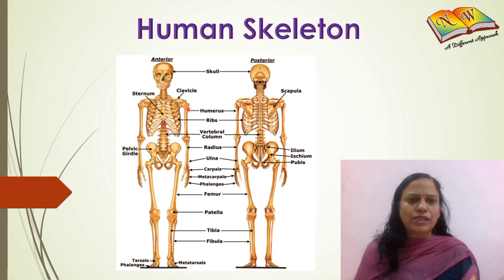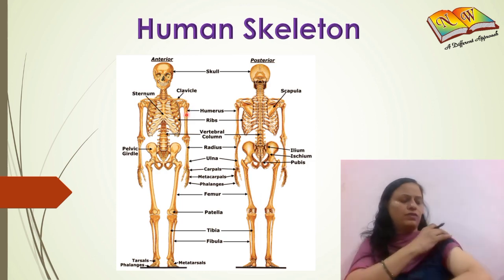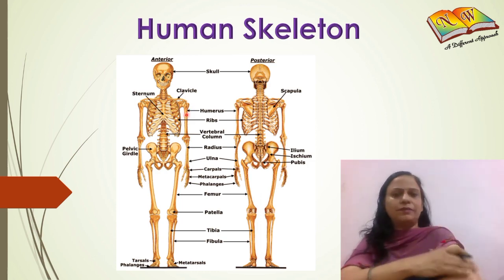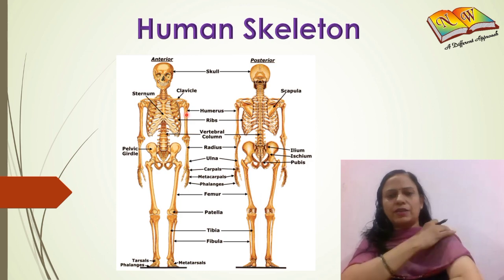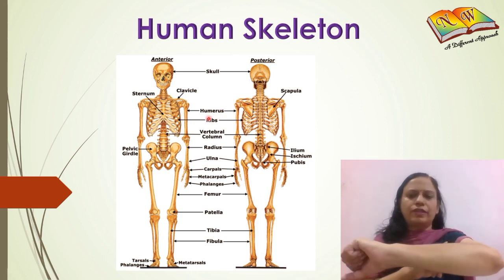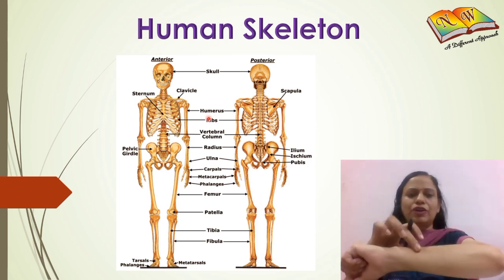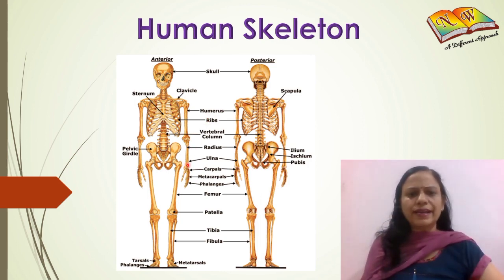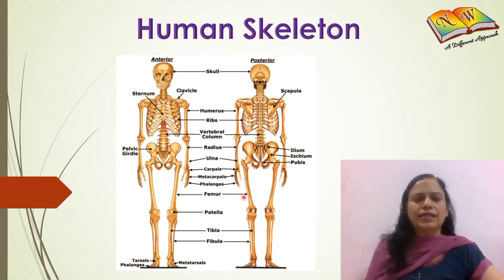I think I missed out this one. This is the longest bone, no, not the longest bone. In fact, it is this bone that is connecting the shoulder and the forearm. We call it the humerus. Then going further, there are two bones present in this part of your arm, the forearm: the radius and the ulna. So these are the major bones of the human skeleton.